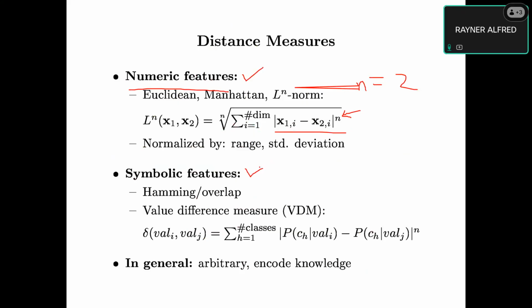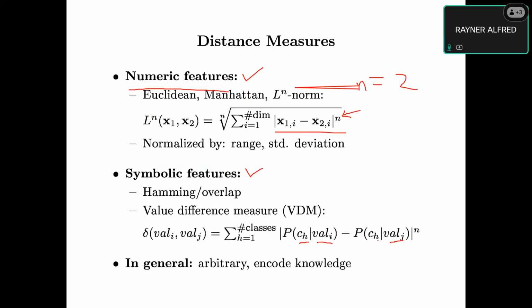Okay, so if they are 1, no, this is different. This is the value difference measure. So this is basically looking at, given the value i here, what is the probability of having that class that we have, and then we minus the probability given that we have that value j.